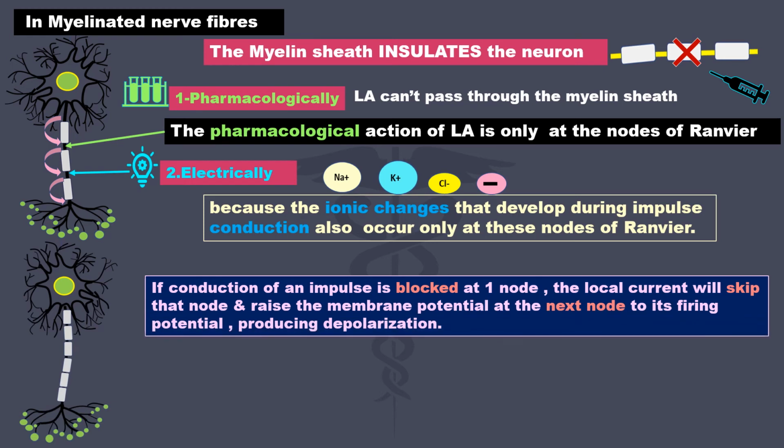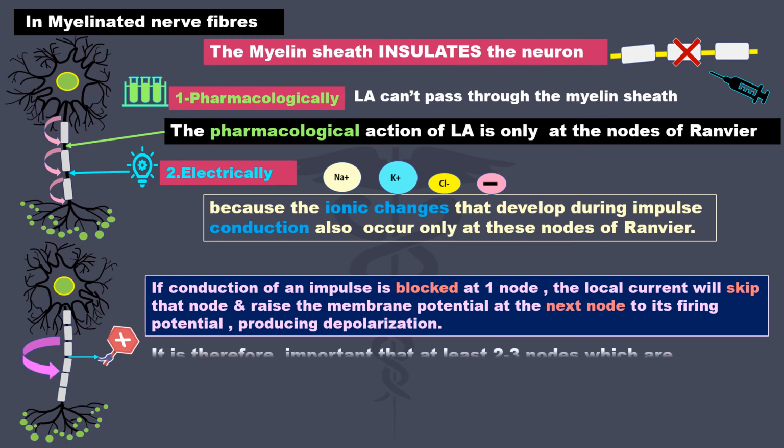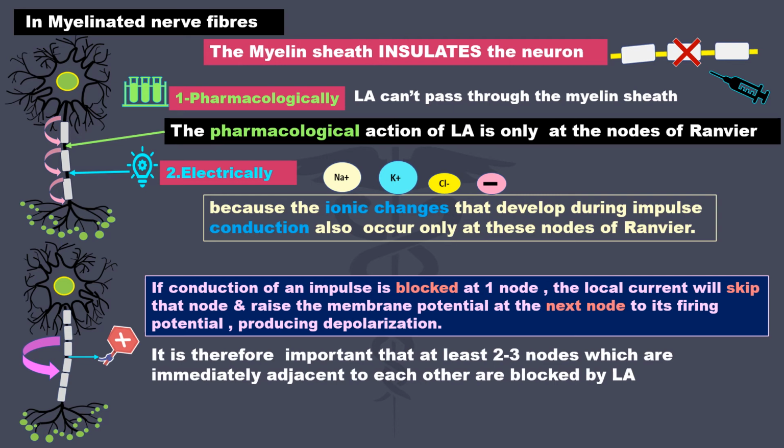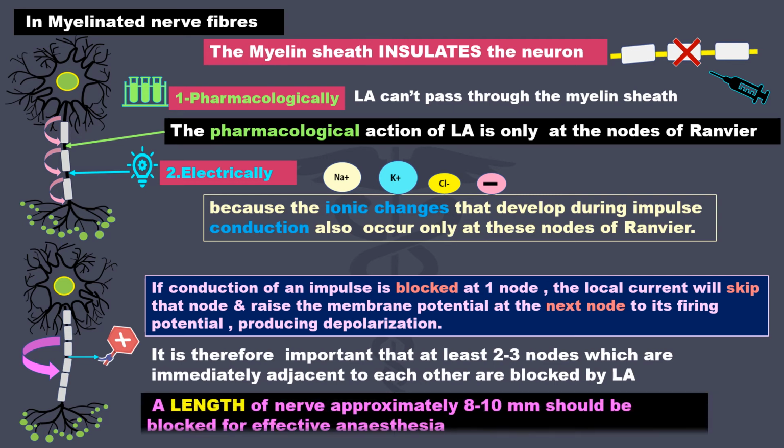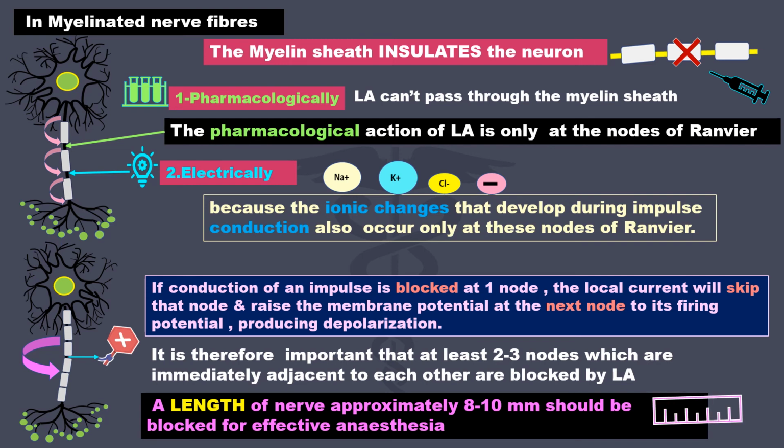If conduction of an impulse is blocked at one node, the local current will skip that node and raise the membrane potential at the next node to its firing potential, producing depolarization. It is therefore important that at least 2 to 3 nodes which are immediately adjacent to each other are blocked by LA. A length of nerve approximately 8 to 10 mm should be blocked for effective anesthesia to occur.